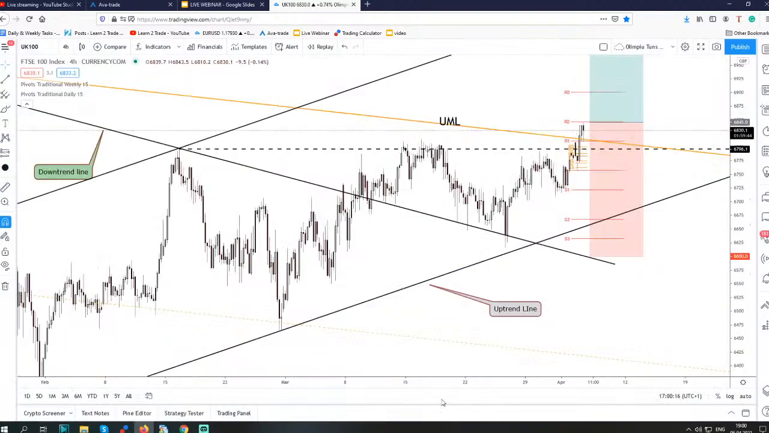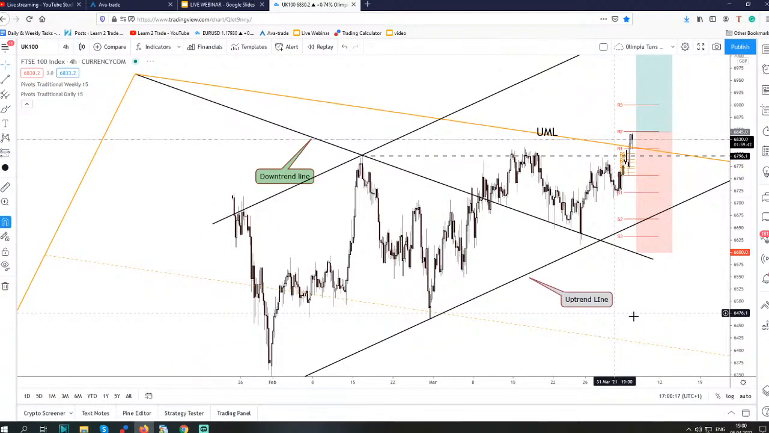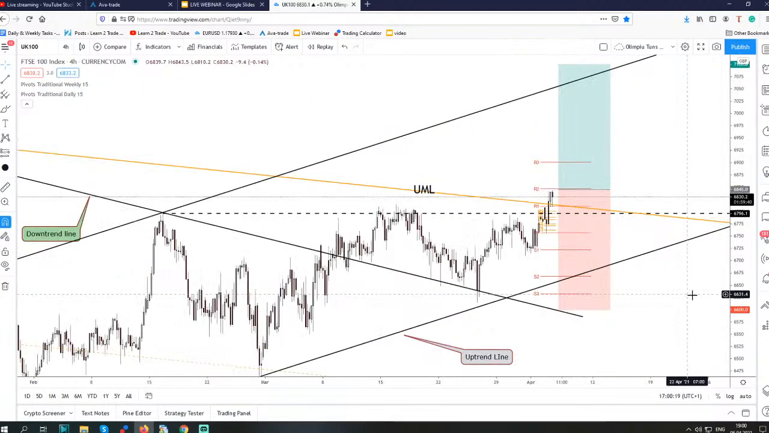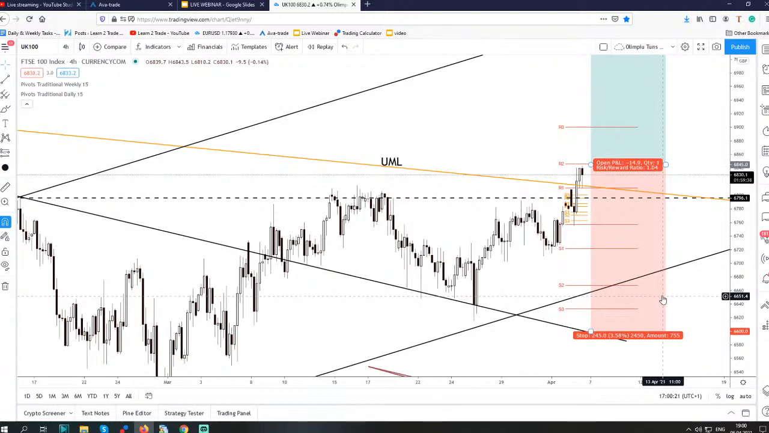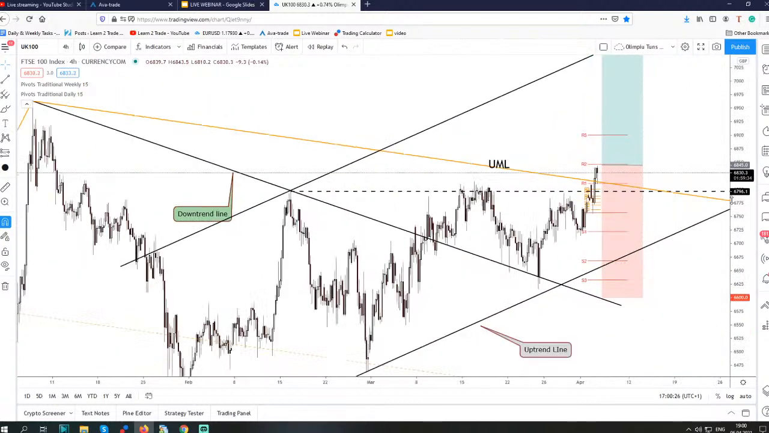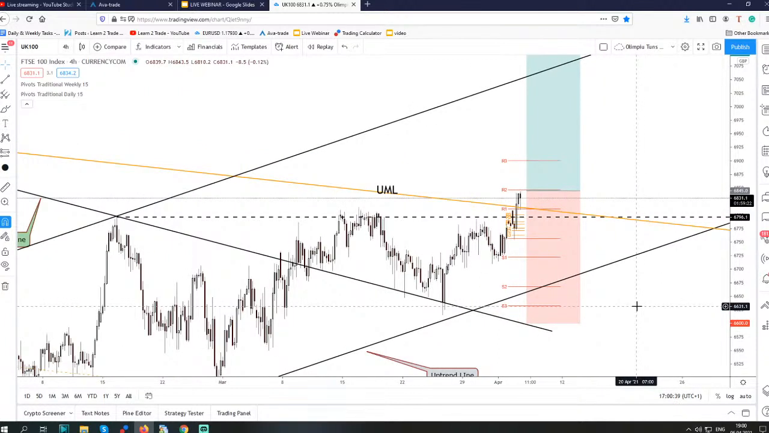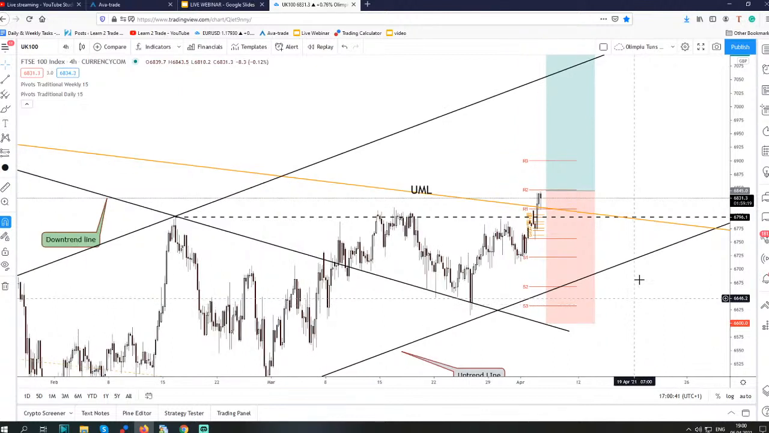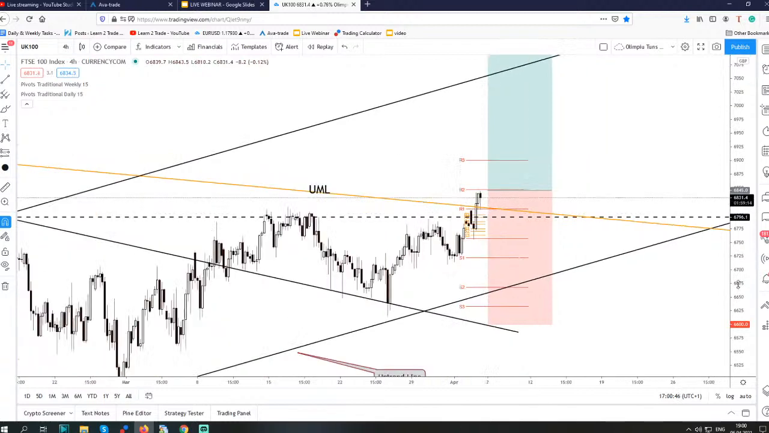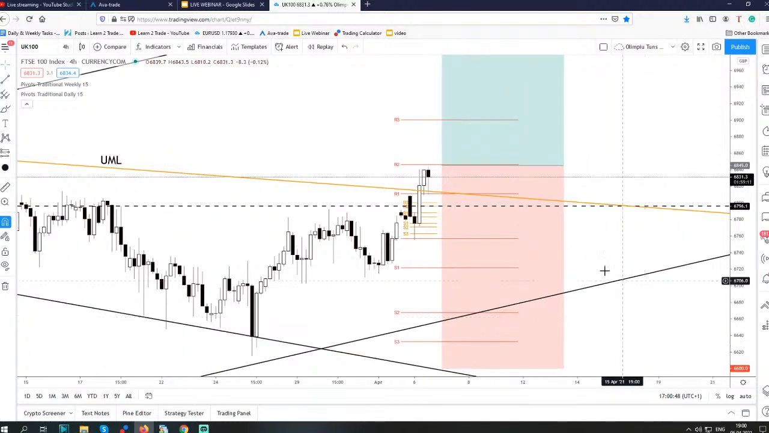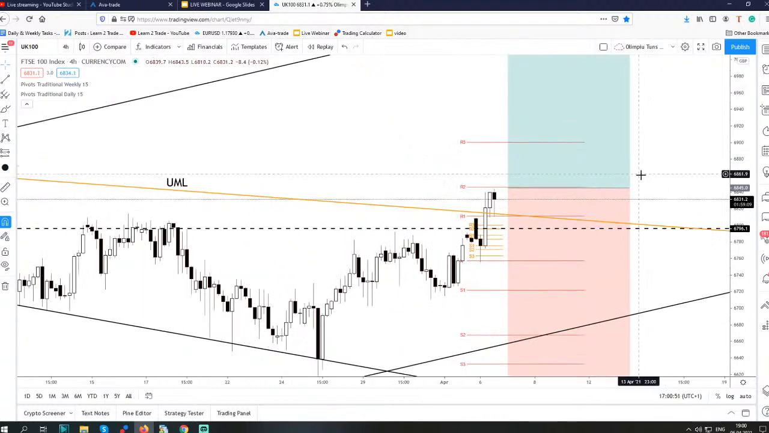UK 100 here. As I've told you earlier, maybe a retest or a consolidation here right above the upper medium line, right above the R1, above the former highs could happen. So the price has retested the R1, the upper medium line, and now it looks determined to increase again.